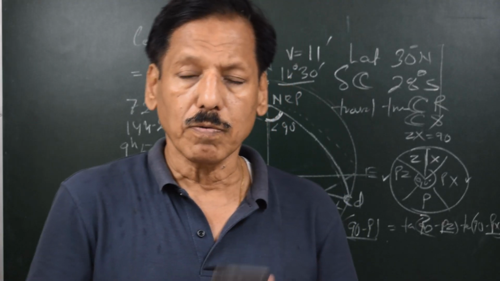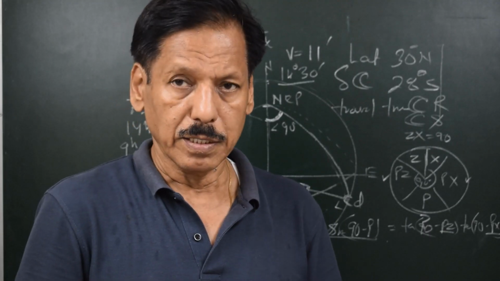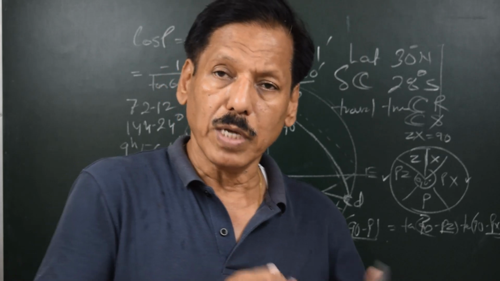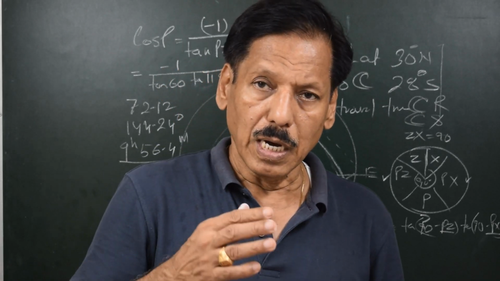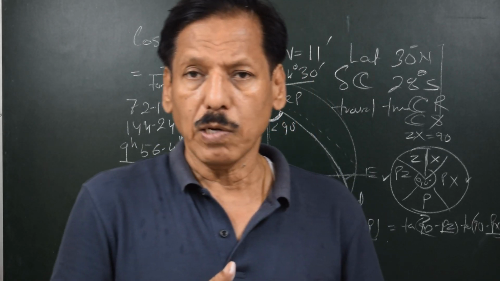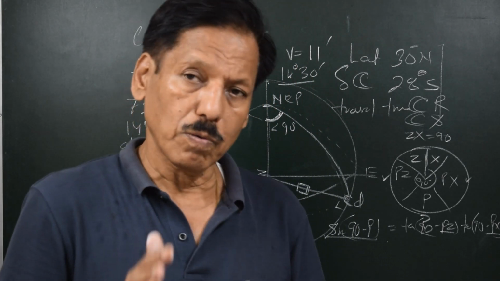Now we will try to find out the duration of daylight. That means the period from sunrise to sunset. But I also want to tell you at this moment how to find out the twilight.